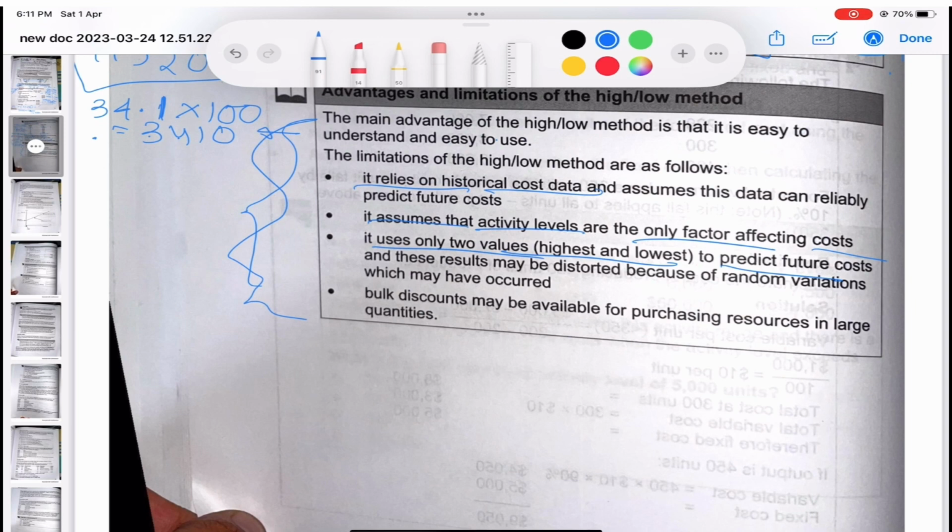It assumes only the highest and the lowest. There are things in the middle which also need to be taken into consideration, and bulk discounts is something which this method doesn't take into account. So these are my advantages and disadvantages.